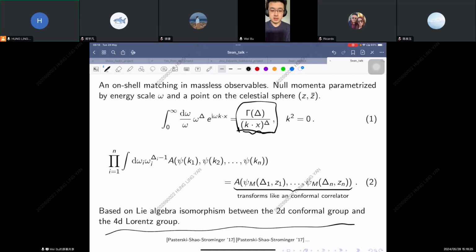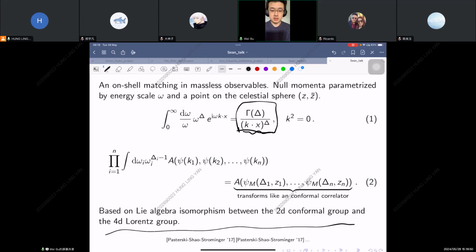Can I ask a question? Yeah. When you say boost, this k dot x is already k mu x mu, right? Yes. So when you say boost, you don't mean the usual kind of boost. As in, k mu x mu would have been Lorentz invariant. Yes, I just mean boosting k. Basically changing the scale of omega. That's what I mean. Okay, I see.